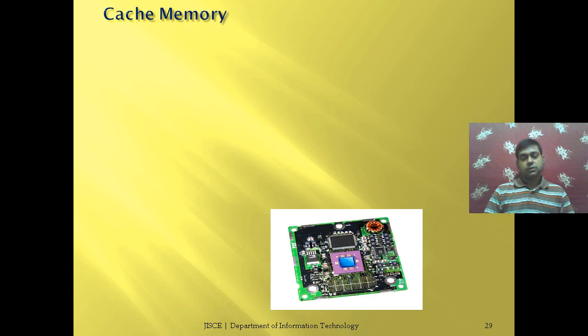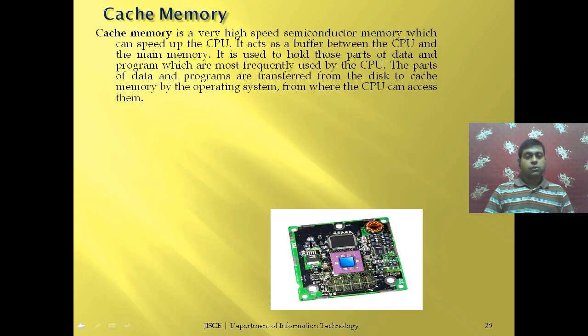the processing requirement. So starting with the cache memory, which is a very high speed semiconductor memory, it can speed up to the speed of the CPU because it is very much synchronous with the speed of the CPU and much faster than the main memory. And it acts as a buffer between the CPU and the main memory. It is used to hold those parts of data and programs which are most frequently used by the CPU. That is why it is called cache.